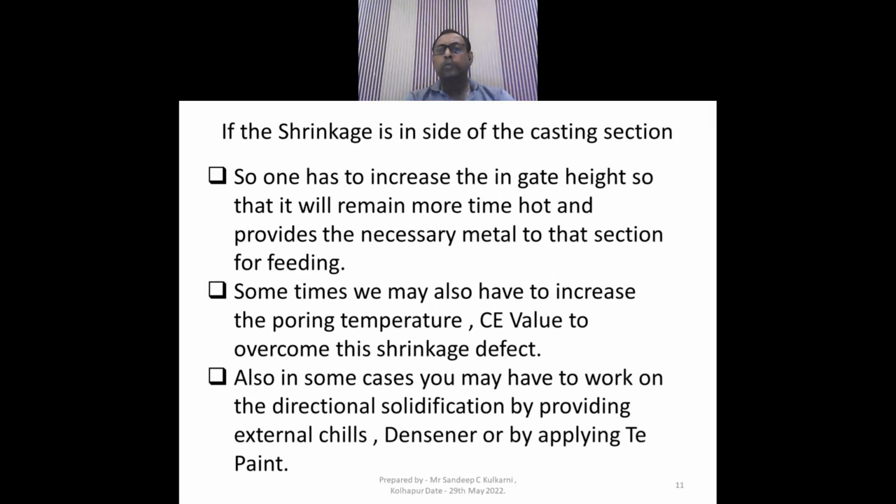Sometimes we may also have to increase the pouring temperature or C value to overcome this shrinkage defect as well. Also, in some cases, you may have to work on directional solidification by providing external chills, tensioner, or by applying tellurium paste. This will help you start the solidification from the heavy section, and it will give you better results in reducing the shrinkage tendency when the shrinkage is away from the neck area.